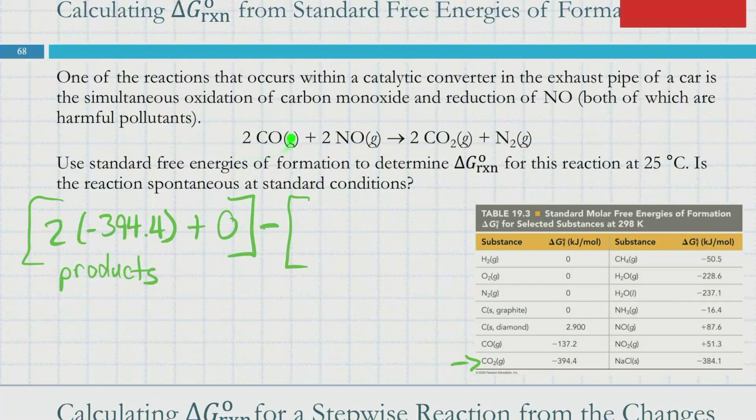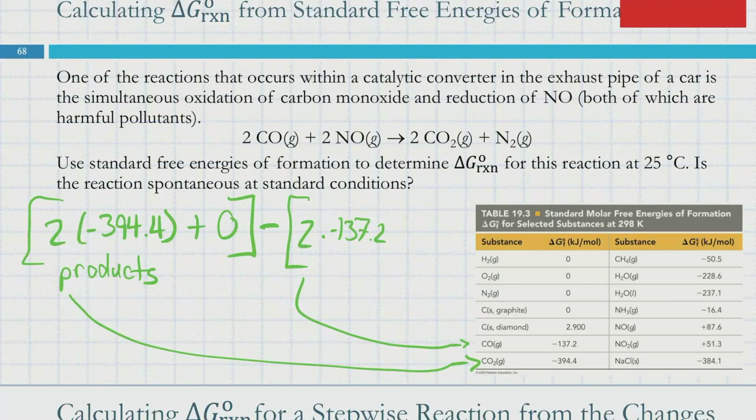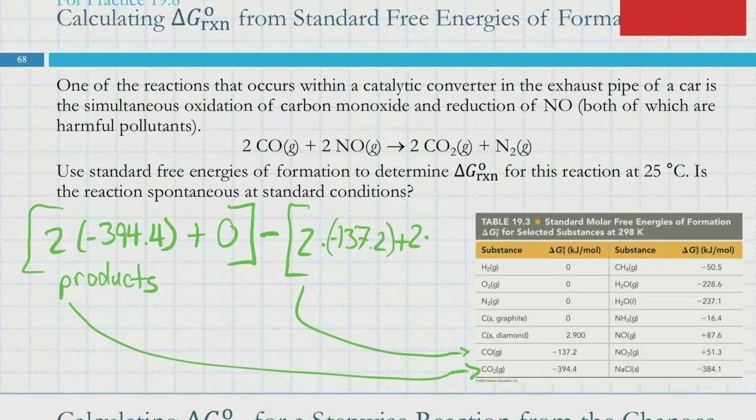Our reactants are carbon monoxide. We've got 2 of them, so 2 times our value for carbon monoxide, negative 137.2. We've also got 2 nitrogen monoxides. So plus 2 times the value for nitrogen monoxide. Whoop. Did the arrow the wrong way. It's 87.6. Something like that.